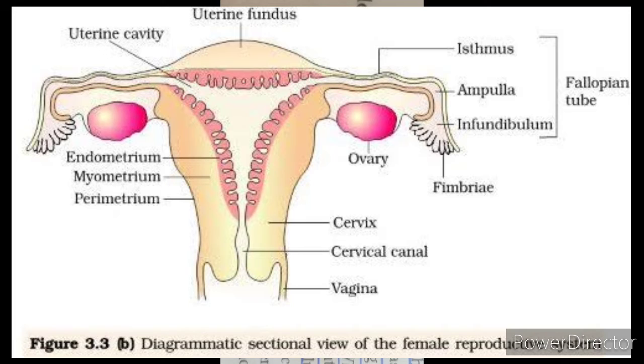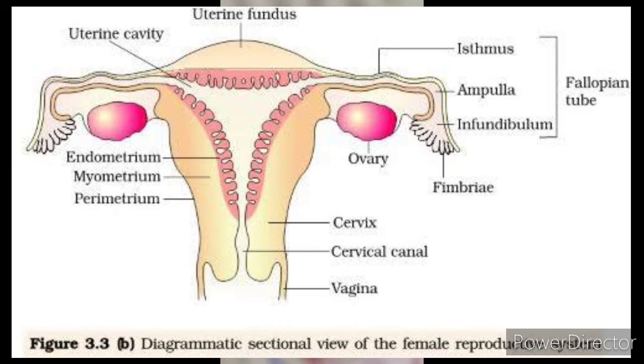Then you can see in the diagram the fallopian tube is connected to a womb-like structure, a hollow inverted pear-like structure, and this is nothing but the uterus, and it is also called the womb. This is also supported by ligaments attached to the pelvic wall. Now the uterus opens into the vagina through a narrow cervix, and the cavity of the cervix is called the cervical canal. So you can see the cervix there, and the long tube-like structure which ends into the vagina in the diagram is called what?